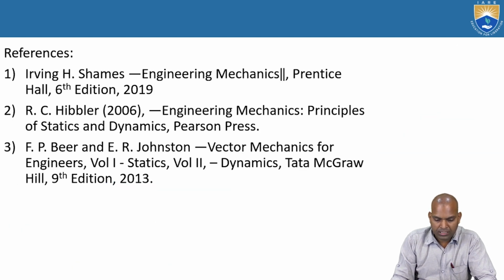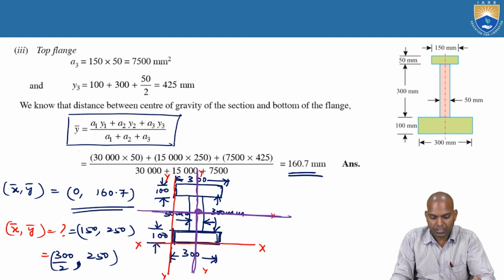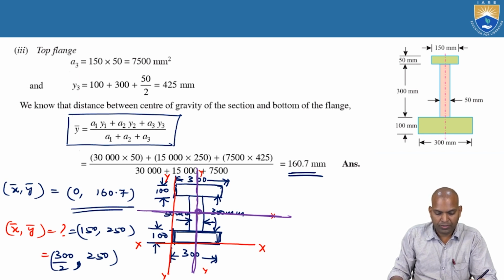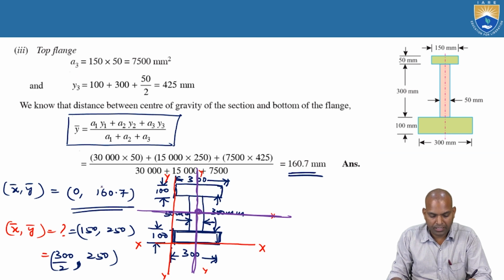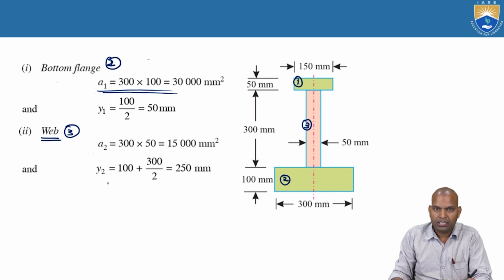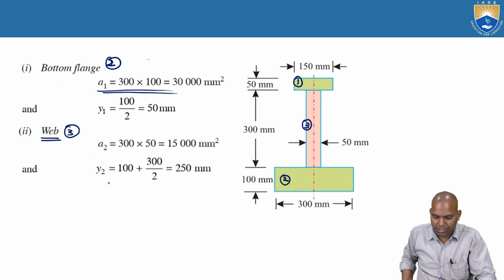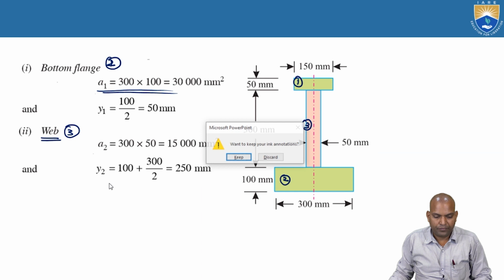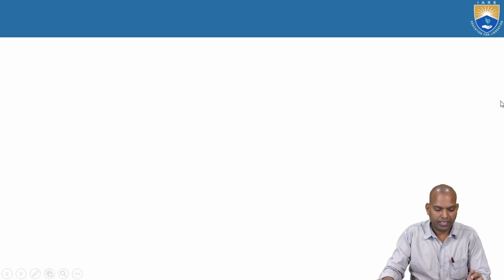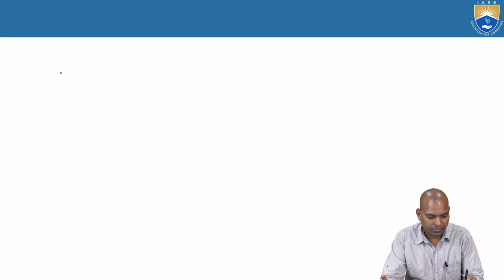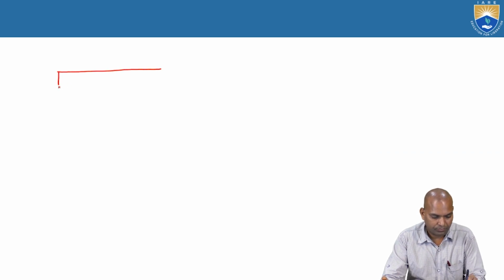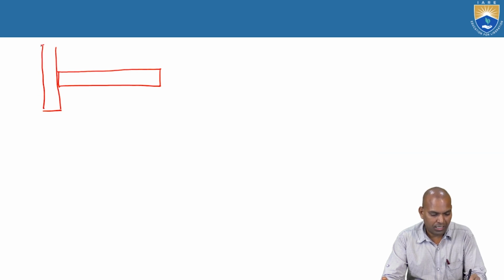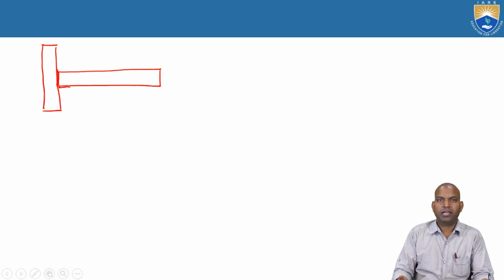One more thing, very important: if you want to follow some of the things, like the H section, how to calculate the H section. Suppose the H section is given with different dimensions. How to calculate the centroid of this H section?